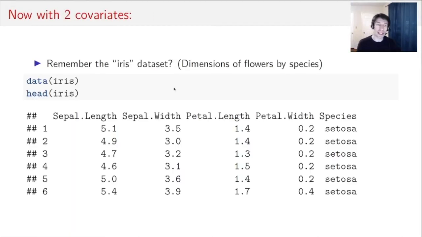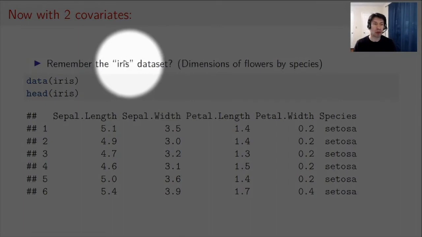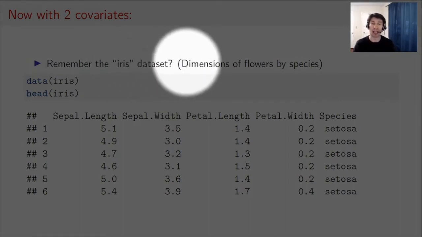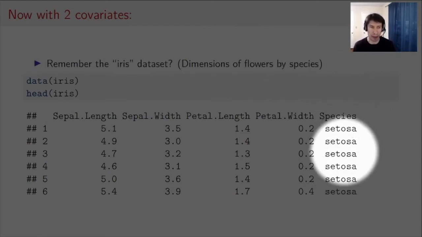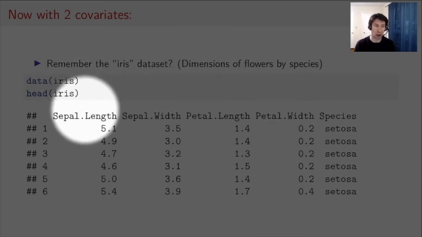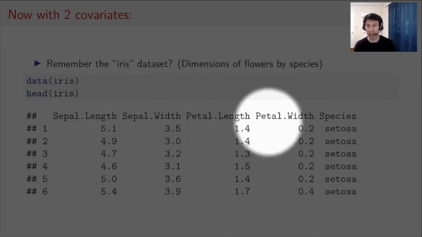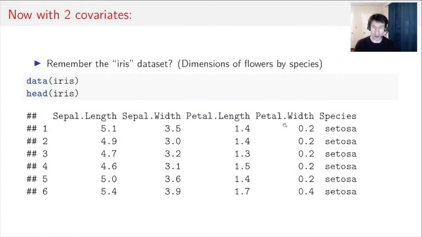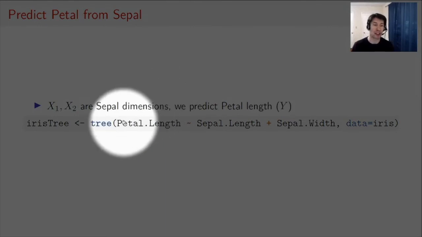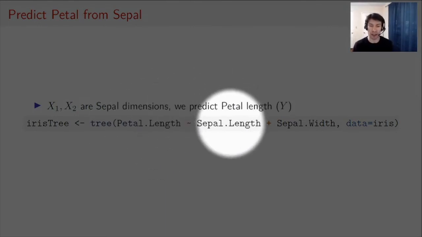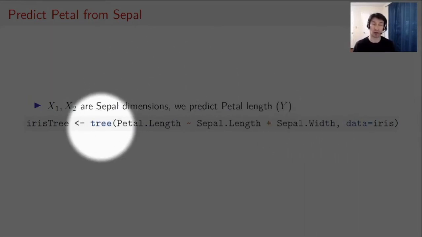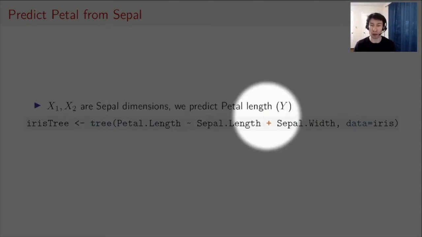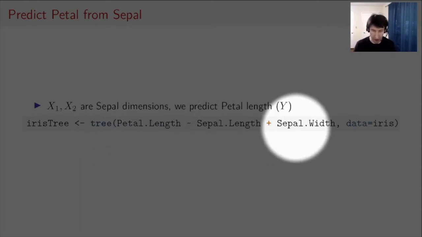Okay, so now what would this look like if we had two x variables trying to predict our y variable? Remember the iris dataset. That's the dataset where we had dimensions of flowers by species. The species is here, species of iris, setosa, and I can't remember what the others are. And here we have four variables: sepal length, sepal width, petal length, and petal width. Let's forget about petal width right now. We're predicting petal length on the dimensions of the sepals, sepal length and sepal width. So again, all we have to do is run the tree command on this y variable on these two x variables.